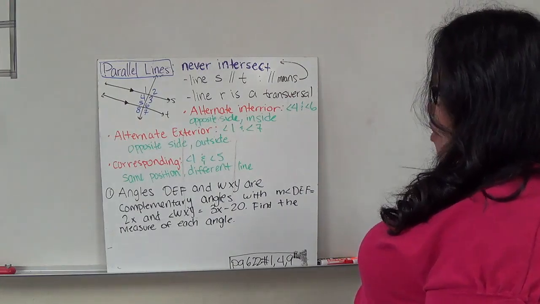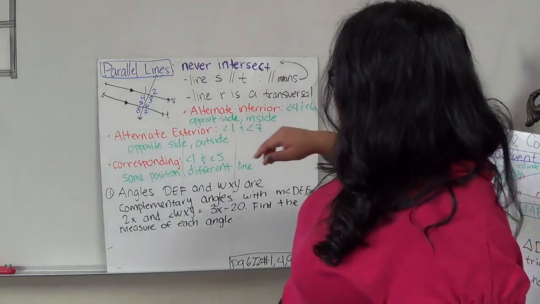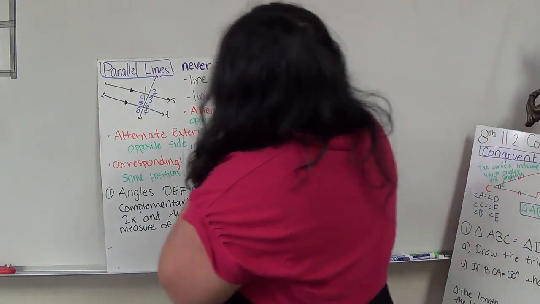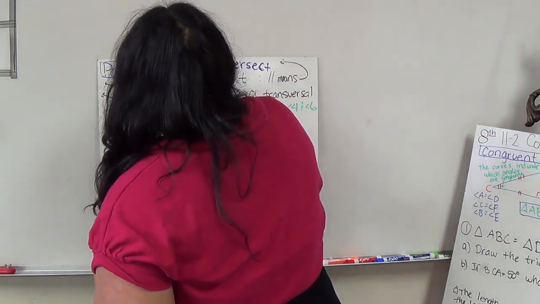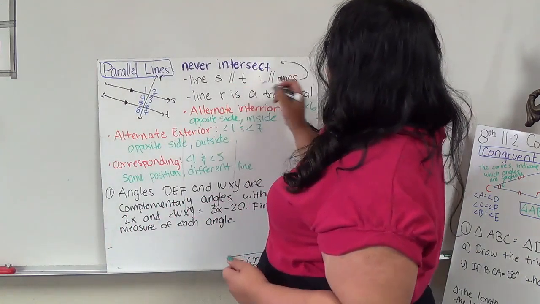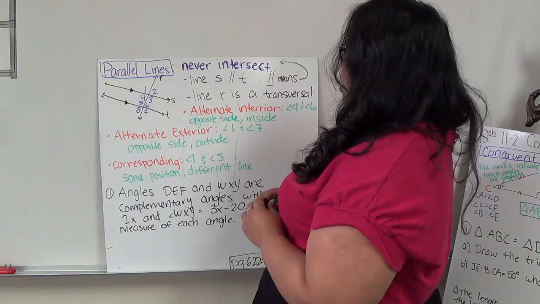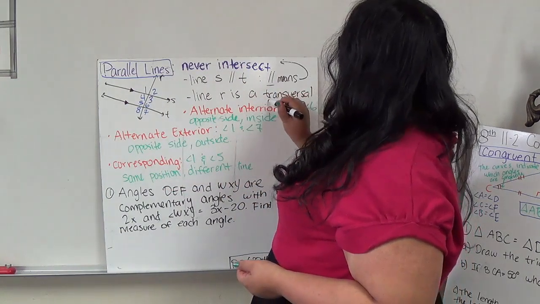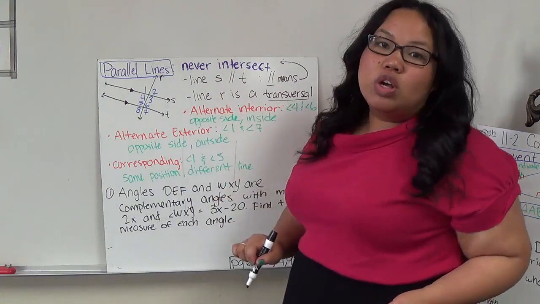Okay? When we have a parallel line, there's also this line R. The lines S and T are parallel, and they show that they're parallel by this, which is the parallel sign right here. That's the parallel sign. But this line that crosses two parallel lines, this is called a transversal. So line R is what's called a transversal.